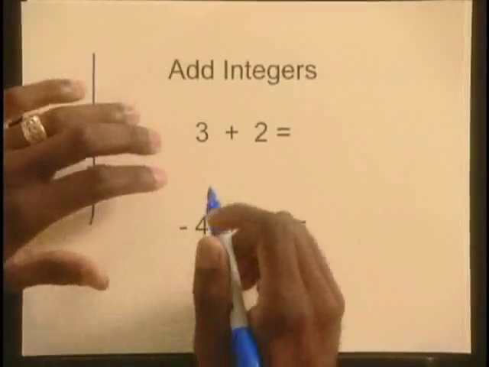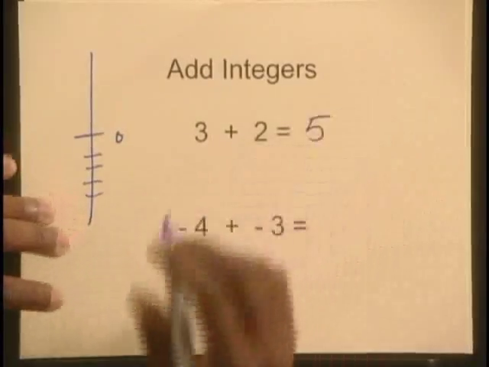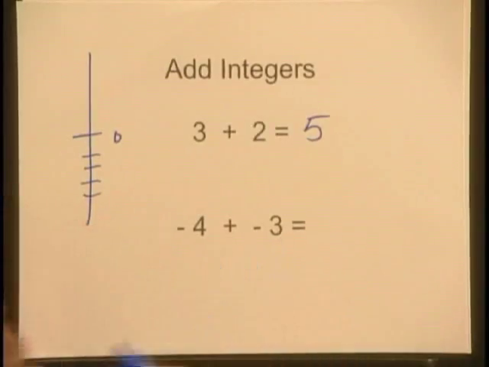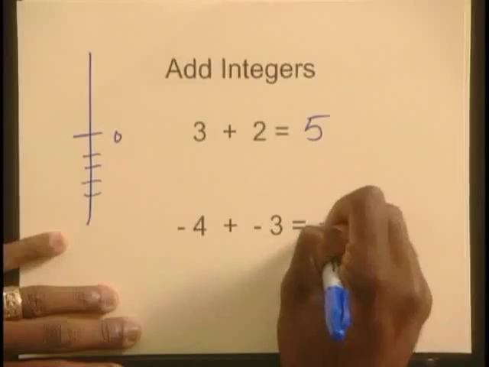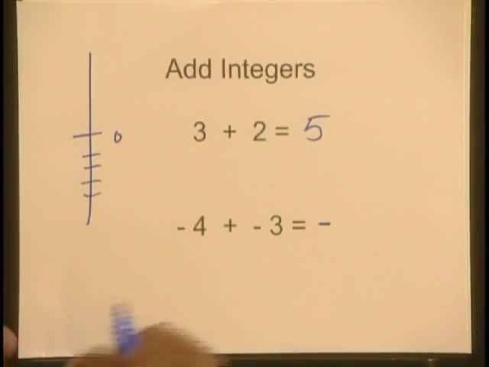So let's do this here. For example, if we add 3 plus 2, that's a hot number plus another hot number, that gives us what? 5. All right. Now we have negative 4 plus negative 3. It's getting a little chilly, right? So we know the temperature is going to be negative. So what's negative 4 plus negative 3? Negative 7. Very good.